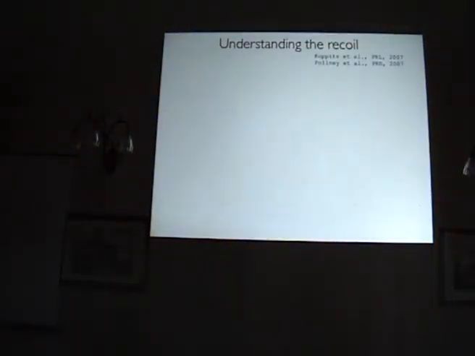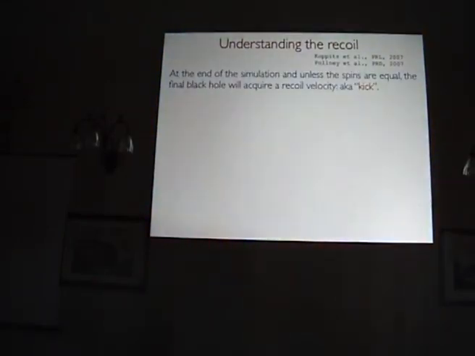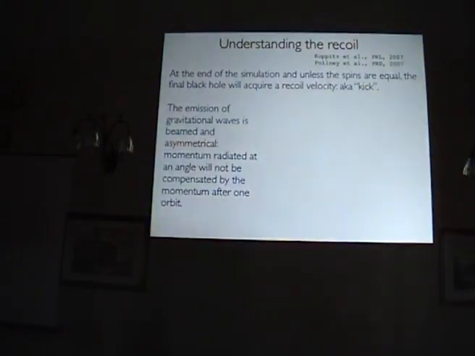Okay, so here is how we understand the recoil. I think people have already talked about this, but let me just say something about it. So, unless the spins are equal and the masses are equal, you always get a kick. And it is because the emission of gravitational waves is beamed and asymmetrical. So if you think about the black holes as lighthouses, they are emitting gravitational waves in a certain direction, and because the two are not emitting at the same rate, there's going to be a difference when you look at the same object after a pi rotation in the phase.